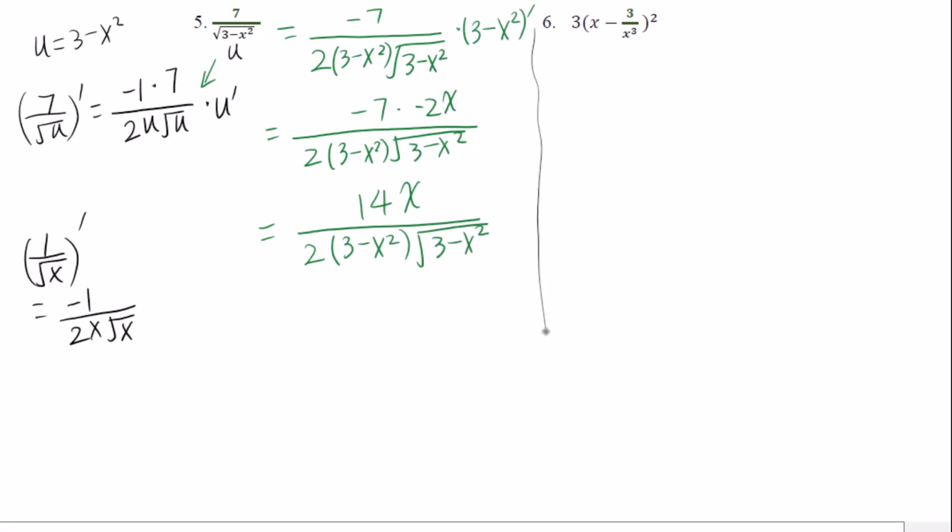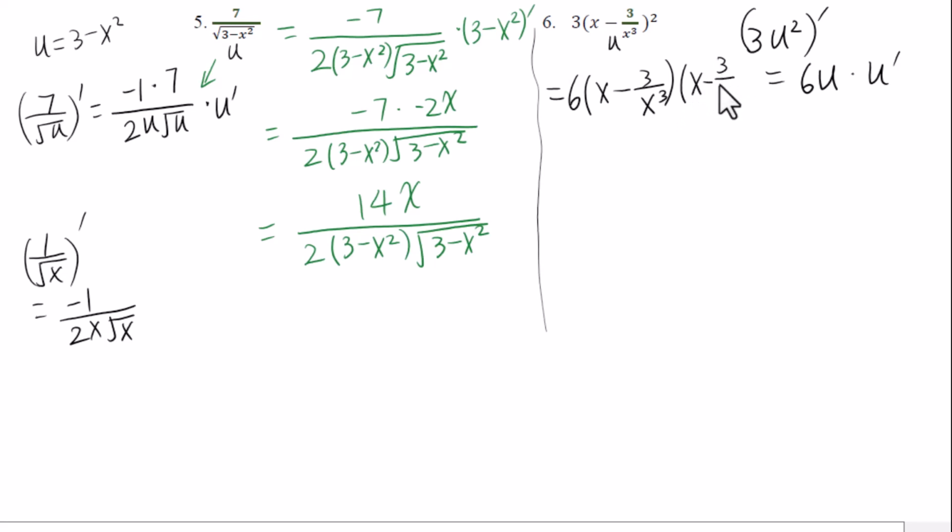For number 6, this will be u. Basically, we are looking for 3u squared derivative. That is 6u times u prime. So we get 6 times x minus 3 over x to the third power, then times the derivative of x minus 3 over x to the third power. 6 times x minus 3 over x to the third power times x minus 3x to the negative third power, prime.